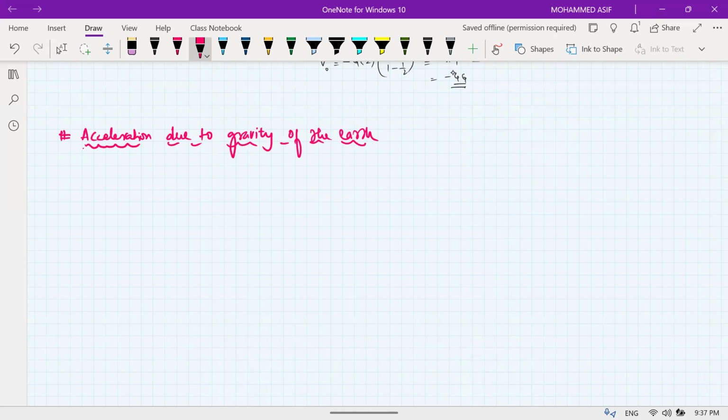Okay, if any body is kept on the surface of the earth, this is the earth of radius R and its mass capital M. If a small body of mass m is kept on it, the relation between small g and capital G will be: small g is equal to force divided by mass. So this will be equal to capital G into M divided by R square. So the relation between small g and capital G is small g equals capital G capital M divided by R square.